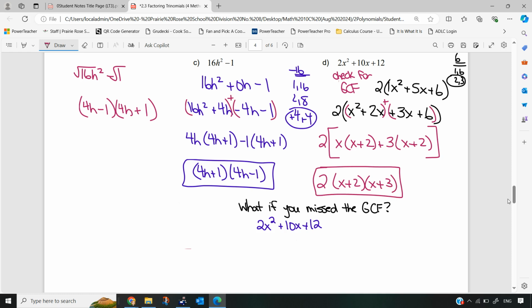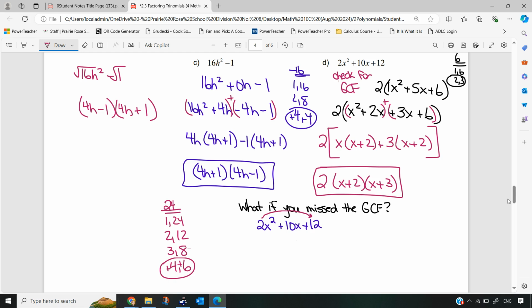So what happens again if I miss the GCF? Well, let's find out. If I forget to pull out the GCF, then I'm going to be looking for two numbers that have a product of 24 and a sum or difference of 10. So listing my factor pairs, I have 1 and 24, 2 and 12, 3 and 8, and 4 and 6. I want two numbers that have a positive product, so the same sign, and a positive sum. So that's going to be 4 and 6, and they'll both be positive.